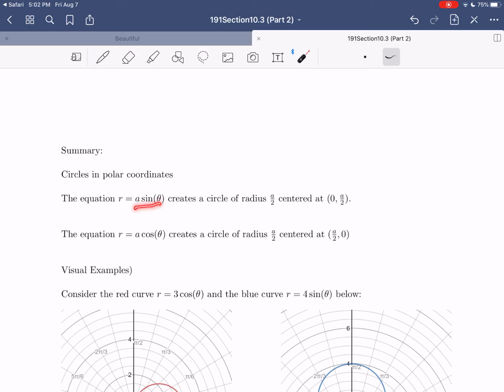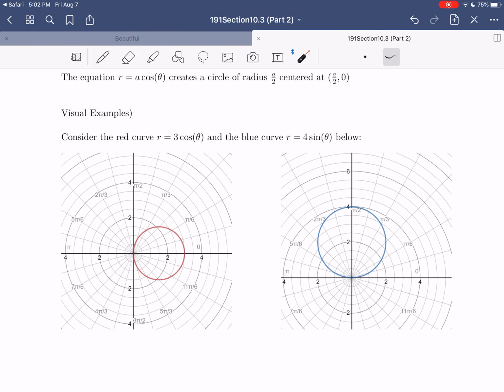And if you have sine, then the center is going to be at 0, a over 2, so the center will be on the y-axis. If you use cosine, then the center will be on the x-axis, at a over 2, 0. Just as two quick examples, we're not going to go through and graph these on our own, but if you want to, you can check that if we had r equals 3 cosine theta, we'd have a circle here that would have its center right there at 1.5 and be radius 1.5. And if we had r equals 4 sine theta, which is the blue curve, the center would be at 0, 2, and the radius would be 2 units in all directions.